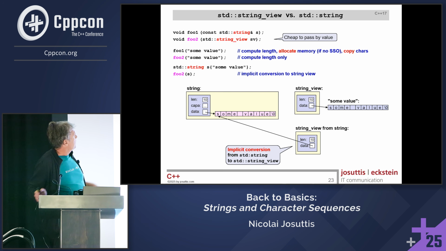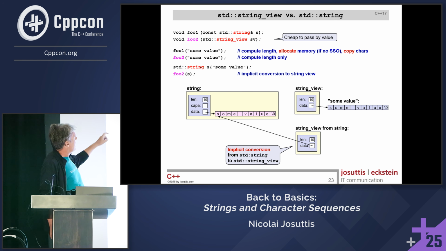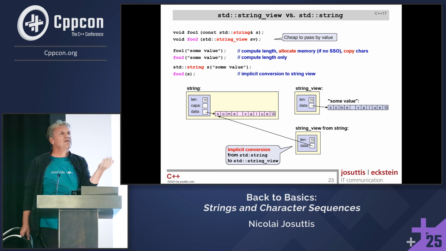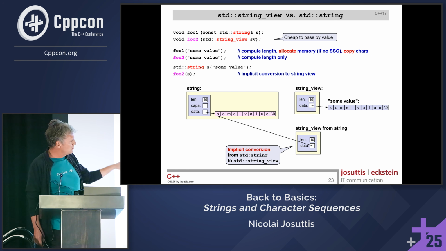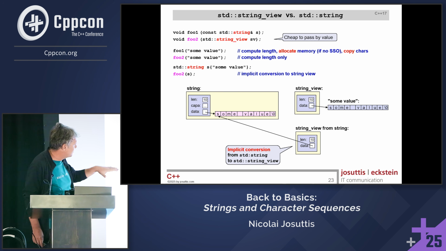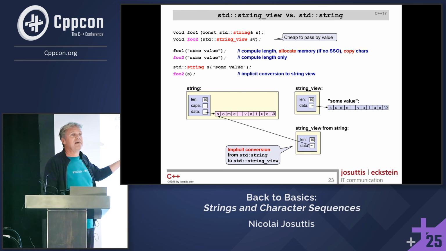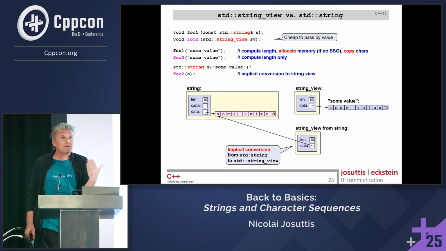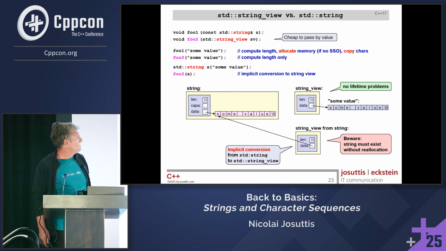So here you have a string s, and we call foo2 with s, but s is a string. We expect a string view. There's an implicit type conversion from a string to a string view. And what that creates is what you see on the bottom: a string view that points into the memory of this string. Beware, if the string allocates new memory, the string view is no longer valid. So beware if you do things like that.